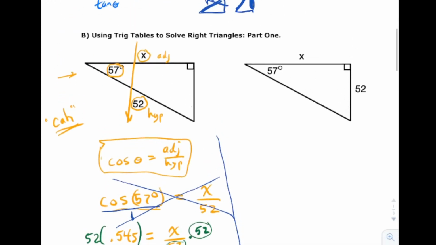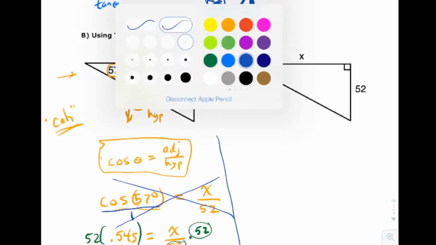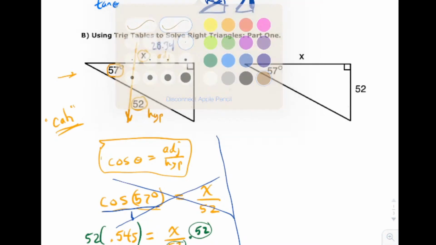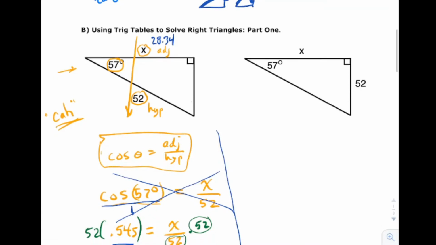This side happens to be 28.34, because of the good old trig tables that somebody worked so hard to make for us. Wasn't that nice of them? I love it when people do nice things like that, and then they hand it down to future generations. It's great. It's just great.